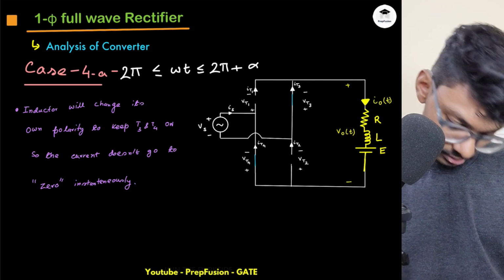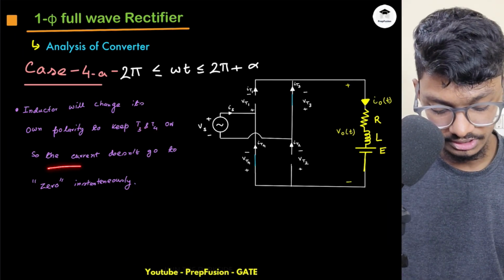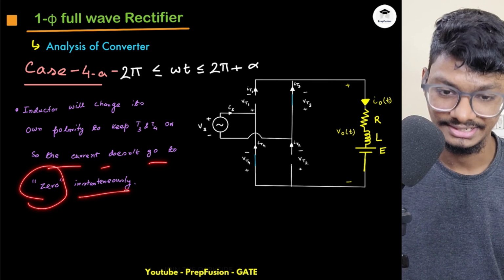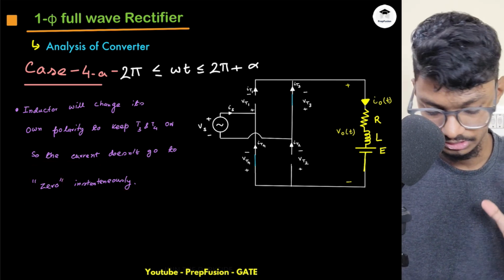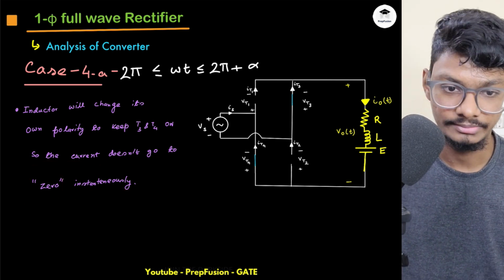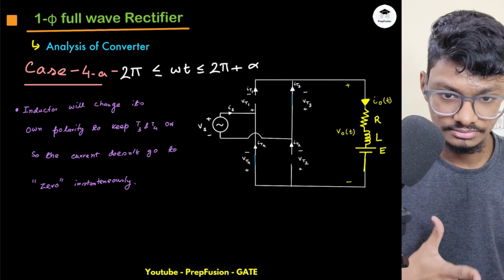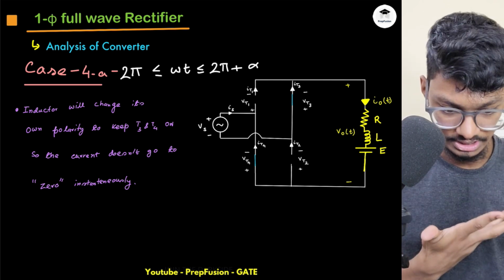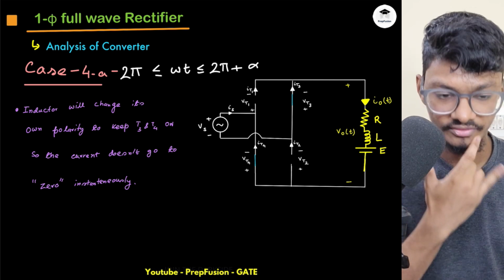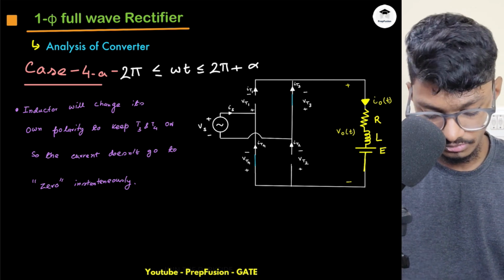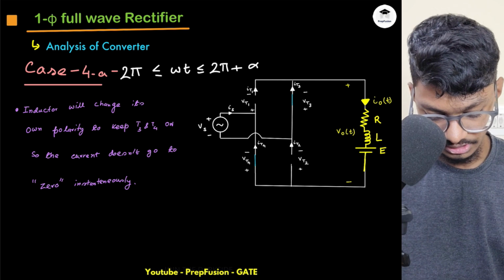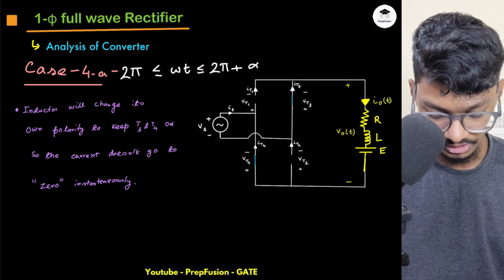and T4 on. So it keeps T3 and T4 on, so the current doesn't go to 0 instantaneously. So this is the case. Again, there can be two cases here. One case is that it doesn't discharge totally. If it doesn't discharge totally, what will happen is that up until the next 2 pi plus alpha, there will be continuous conduction.